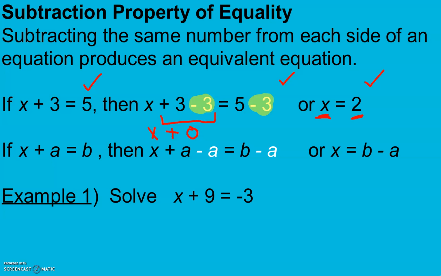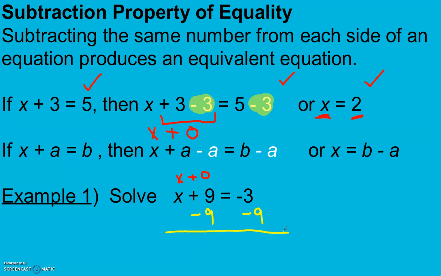So in example 1 here, I have x plus 9 equals 3. I'm trying to get that x to be by itself. So I want to eventually have something like x plus 0 because anything plus 0 gives me itself. So in order to get that to be a 0, I need to subtract a 9. And if I change my left side, I've got to change my right side of my equation as well.